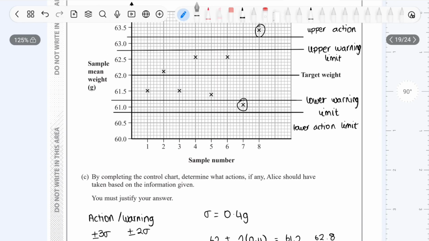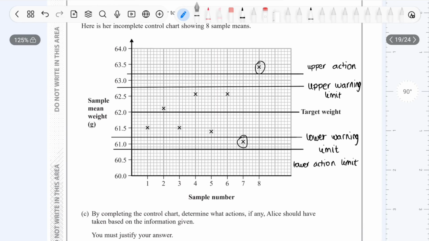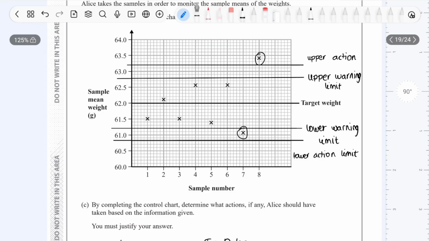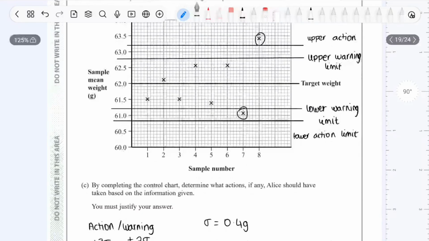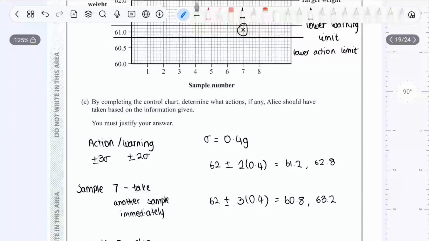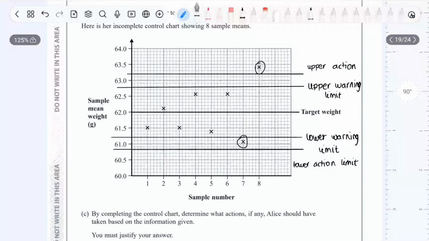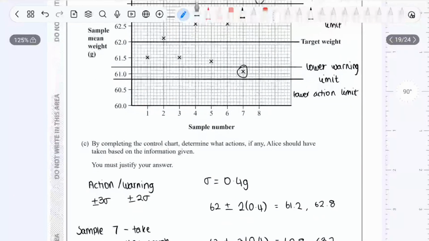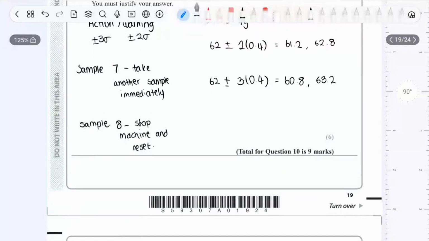So you get 1 mark from basically labeling your limits, and then another mark from identifying the actual values. So from labeling that you have your plus and minus 2 standard deviations and 3 standard deviations, you get 1 mark, and from actually drawing on the graph, you get another 2 marks. And then you'd have to actually state that sample 7 is outside the warning lines.